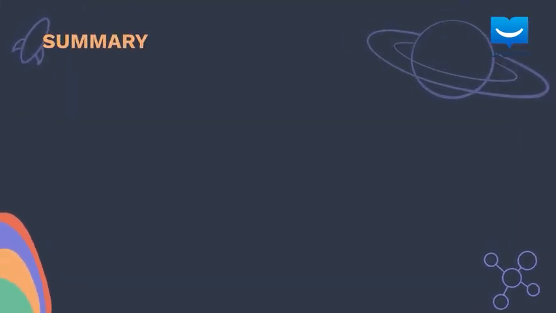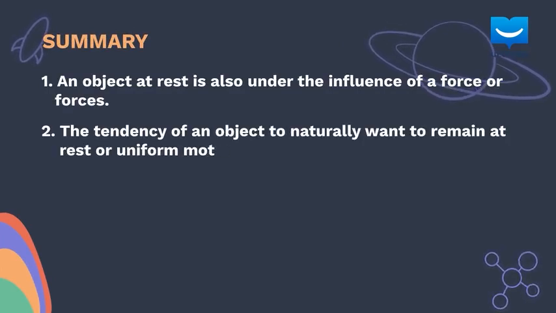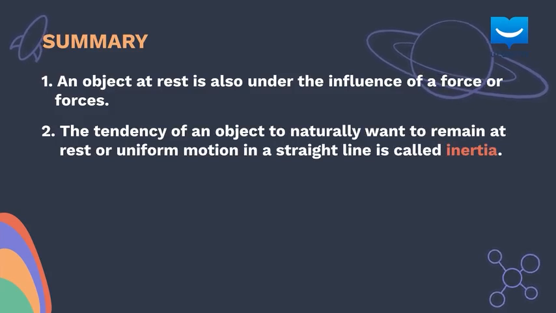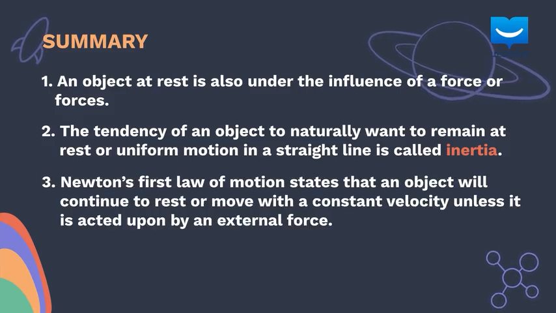This first law describes the motion and position of an object. So let us summarize what we learned today. We learned that an object at rest is also under the influence of a force or forces. The tendency of an object to naturally want to remain at rest or in uniform motion in a straight line is what is called inertia. And finally, we learned that Newton's first law of motion states that an object will continue to rest or move with a constant velocity unless it is acted upon by an external force.